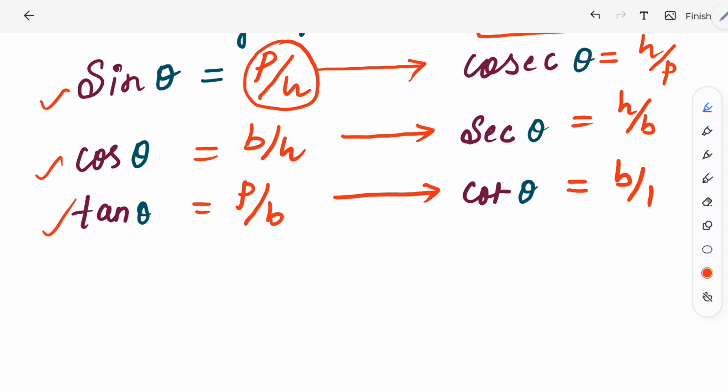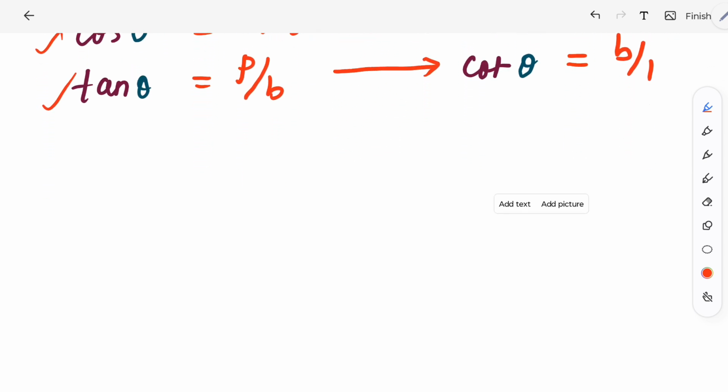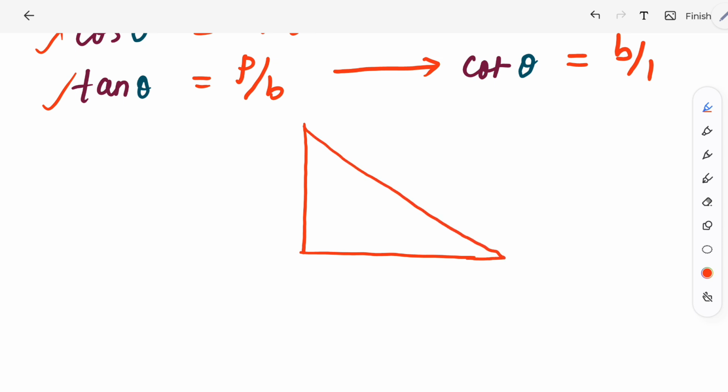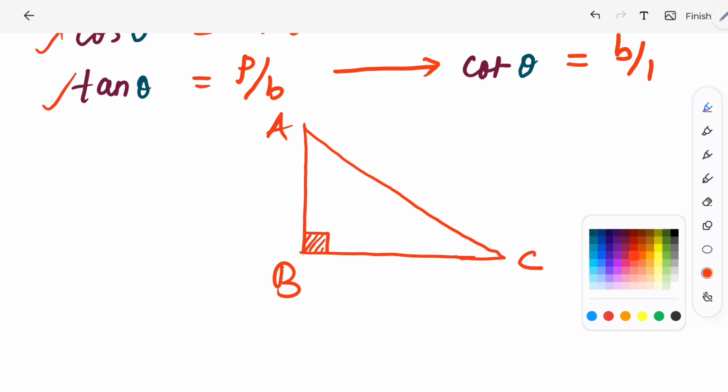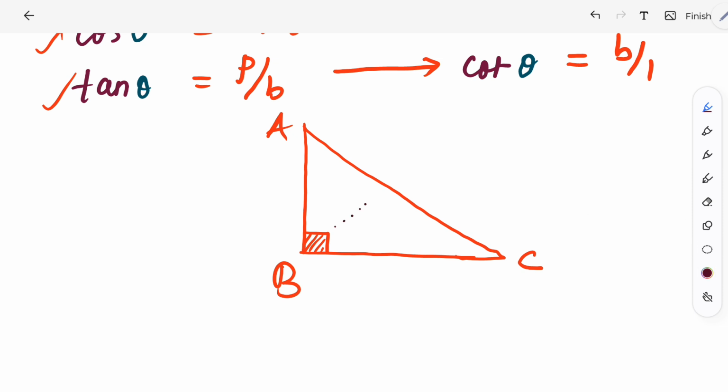Now why we are studying this sine theta, cos theta, tan theta? See, first of all, we will study a right angle triangle. So this is a right angle triangle. ABC, and right angled at B. So this is right angle, and if it is right angle triangle, then the opposite side of the right angle must be hypotenuse. Okay, must be hypotenuse.